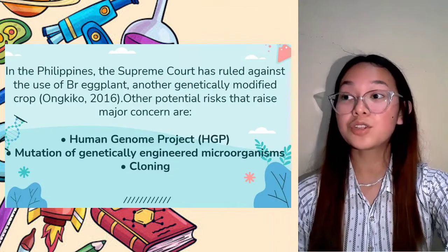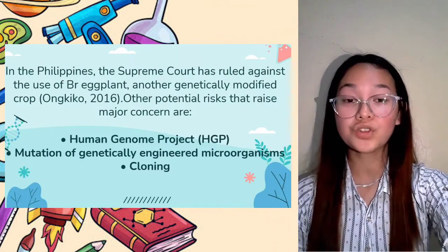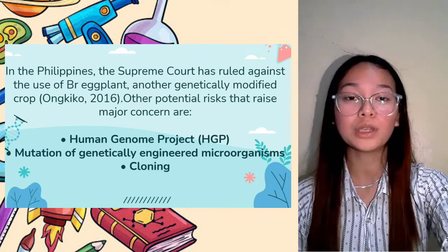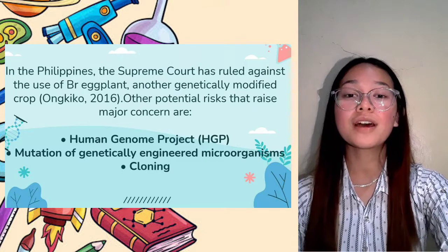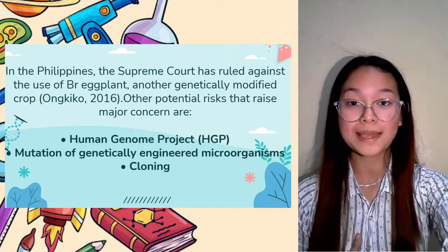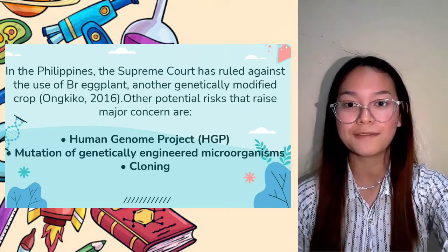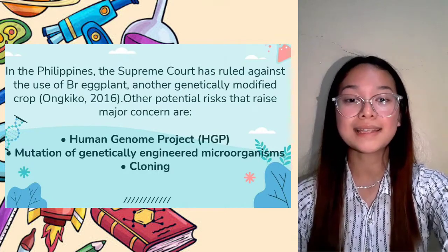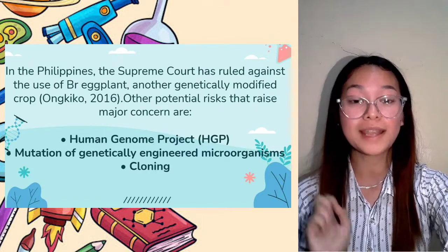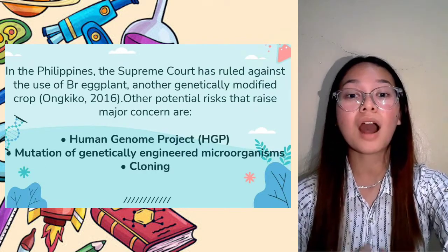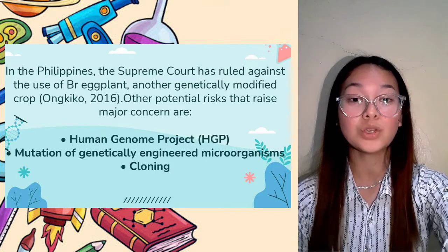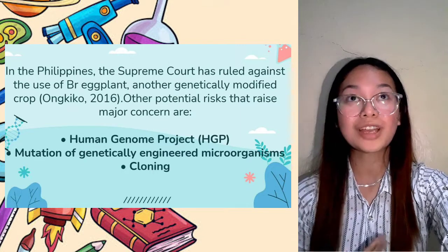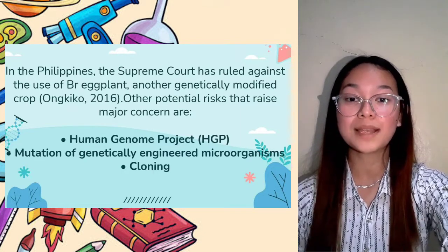In the Philippines, the Supreme Court has ruled against the use of BT eggplants, another genetically modified crop according to Ogiko 2016. So the Supreme Court of the Philippines in December 2015 ordered a permanent ban on the failed testing of GM, genetically modified eggplant, and a temporary halt to all applications for contained use, import, propagation, and commercialization of GM crops and product.